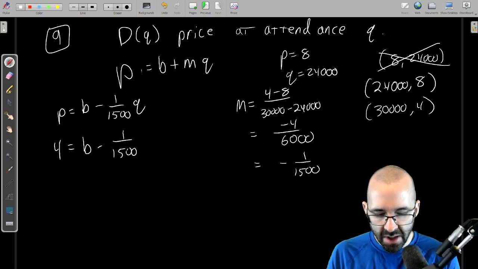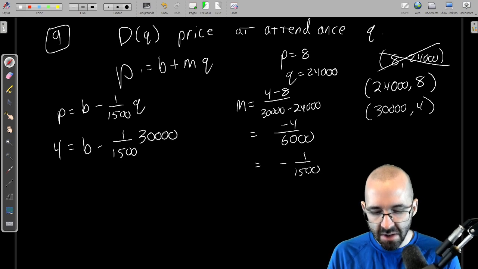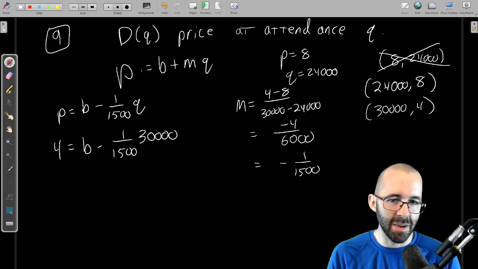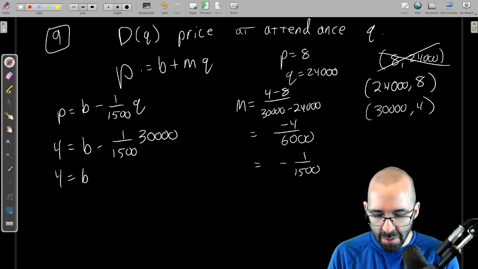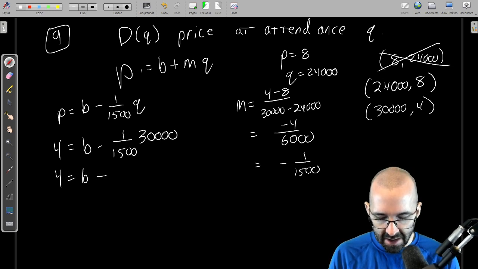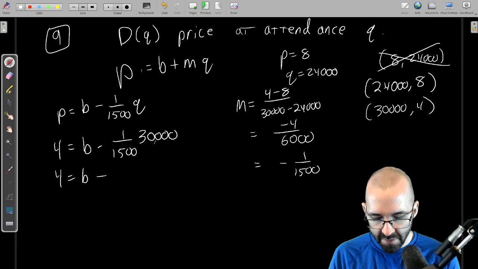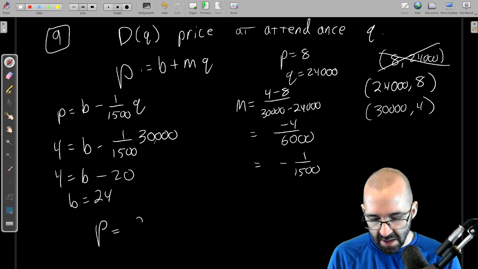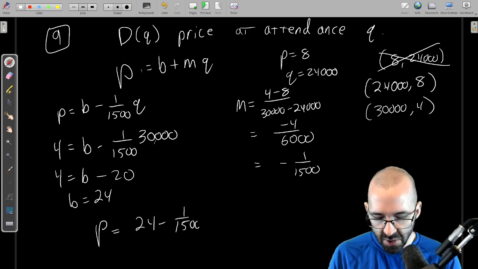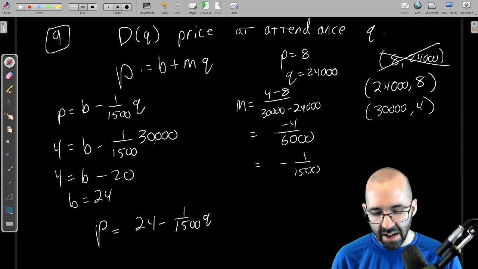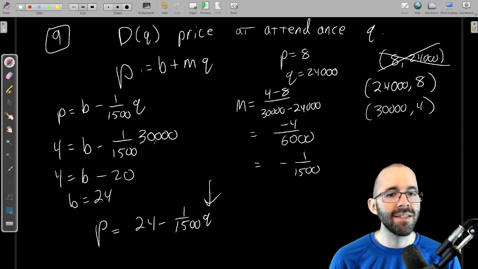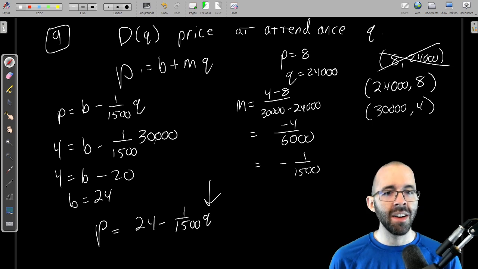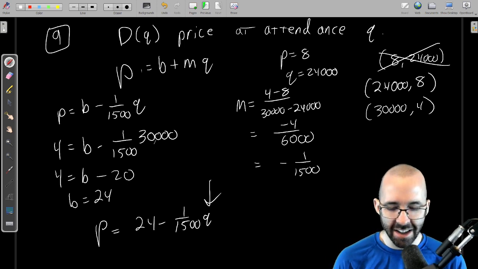Negative 1 over 1500 times our Q, which was 30,000. I chose this one because I can do this one in my head. The 4 is equal to B minus 20. Our B value is 24. Okay. So our price is 24 minus 1 over 1500 times Q, which means that if Q is 0, we want nobody to show up, we'll charge 24 bucks for a ticket.